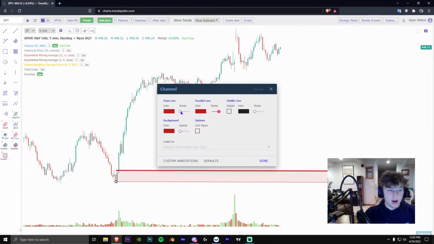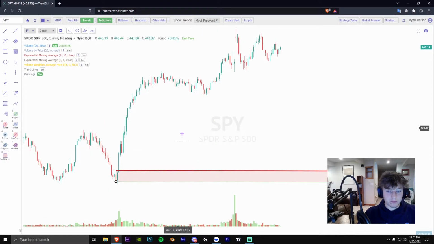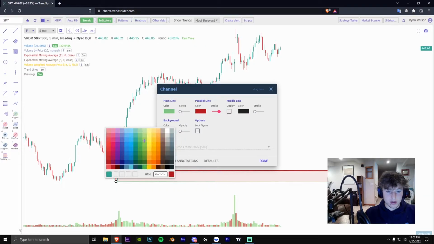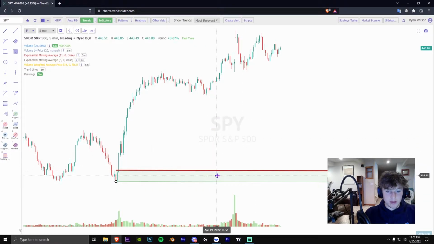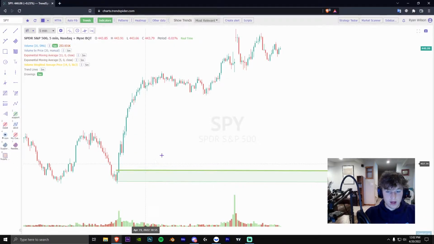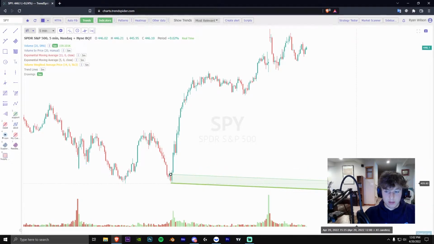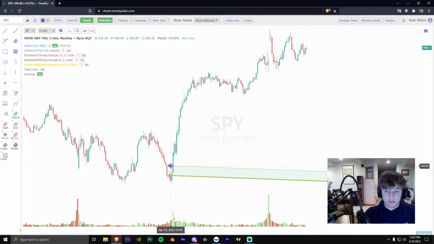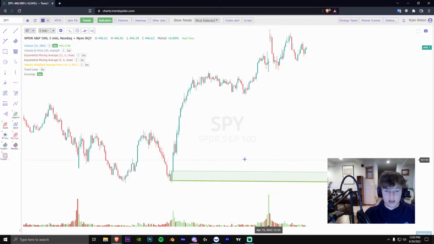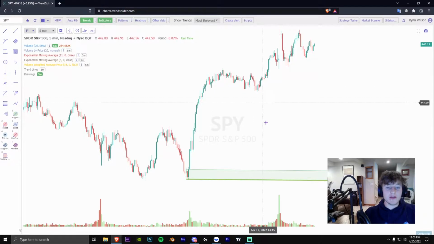Let me make this green to represent a demand zone. Usually I like to make my demand zones green, and my supply zones red. So this is the demand zone. Let me switch this around actually, just so we get that nice big green line at the bottom. Okay, so this is the demand zone.